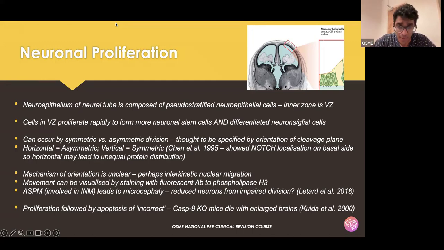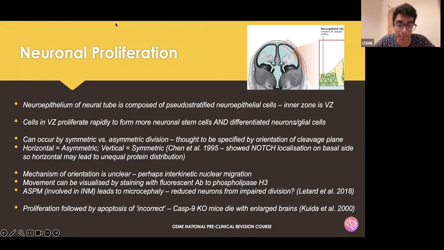This mechanism of whether a division is symmetric to form more stem cells or asymmetric to form differentiated neurons is thought to be driven by the orientation of the cleavage plane. The cleavage plane is basically the plane on which the cell is dividing. If you have horizontal division, that's thought to be associated with an unequal protein distribution.